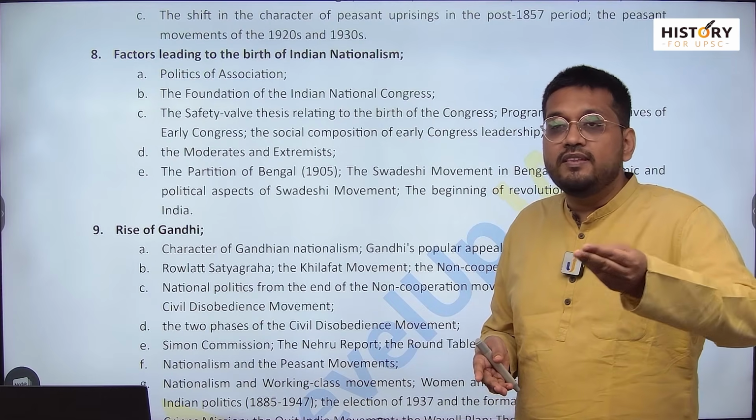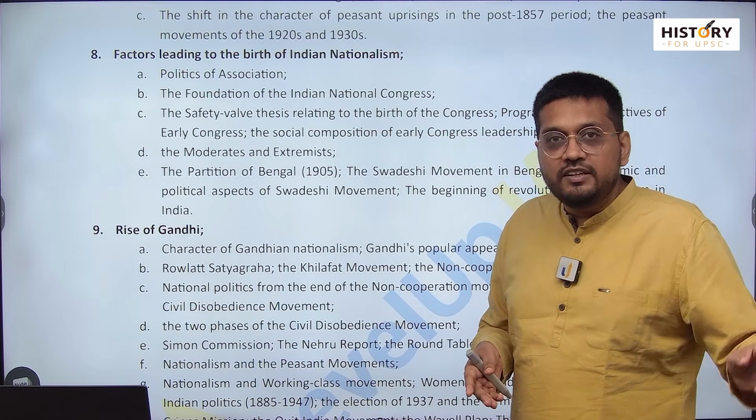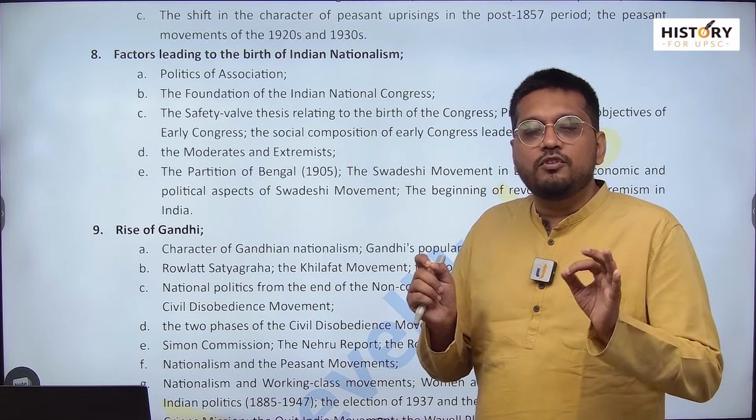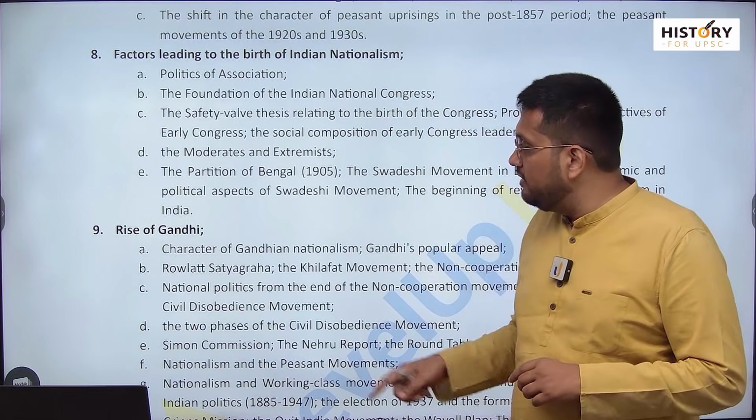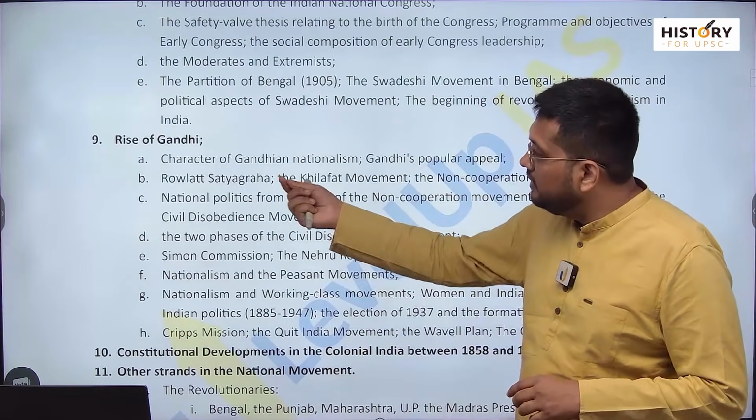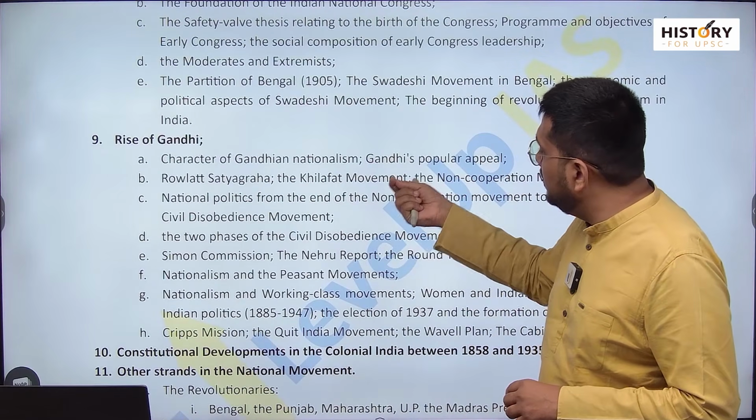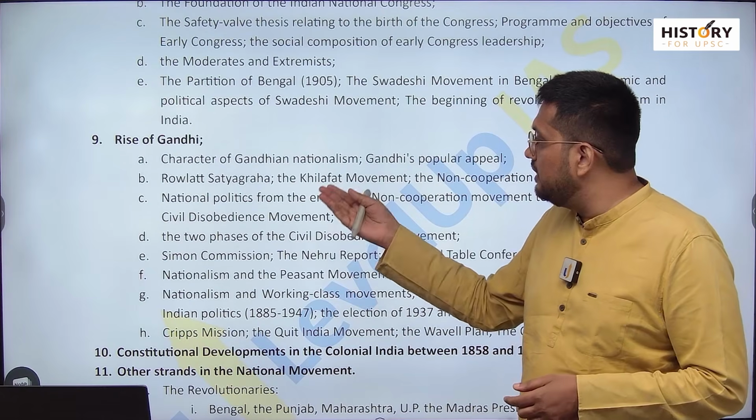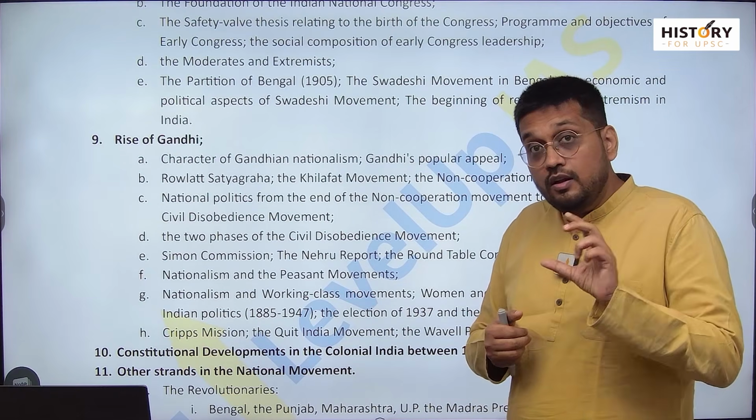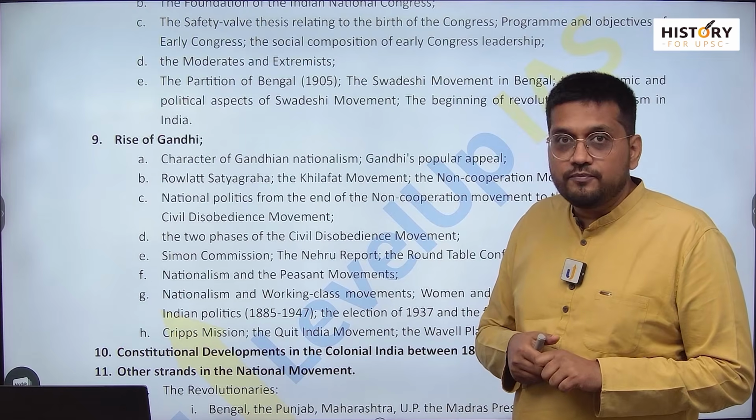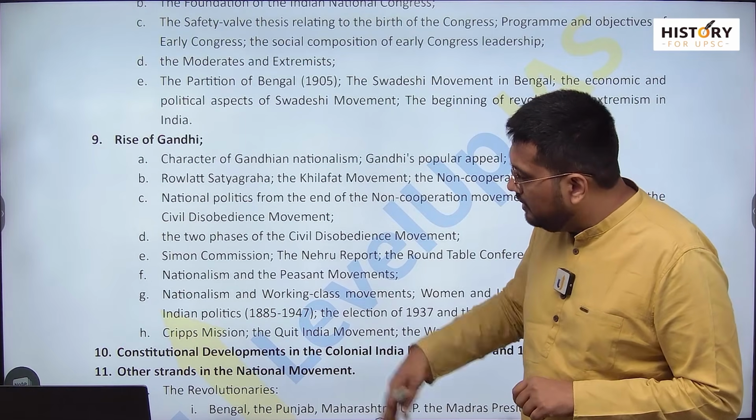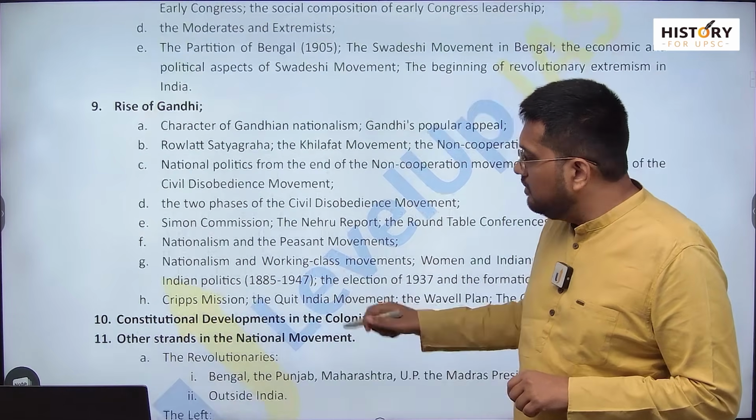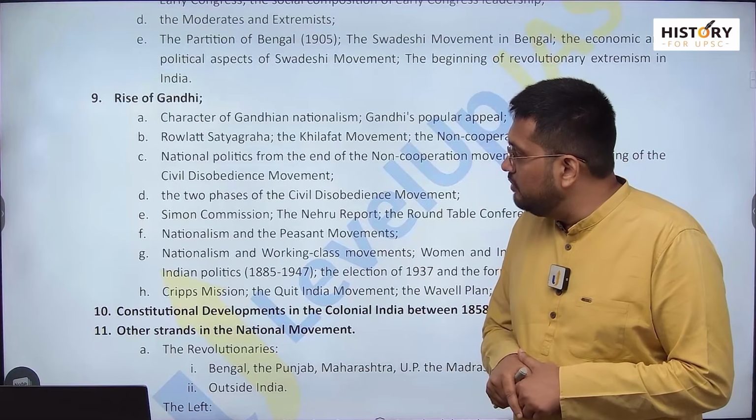Gandhi came back to India in 1915. Until 1919, 1920, he is the most important political leader. तो वहां पे ये सेक्शन आ जाता है, राइज ऑफ गांधी, कैरेक्टर ऑफ गांधीन नेशनलिज्म, गांधी's पॉपुलर अपील, एटसेट्रा. And the initial Gandhian movements like Rowlatt and all these things are covered here. A lot many questions are asked from this area.